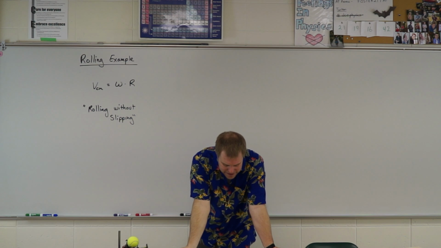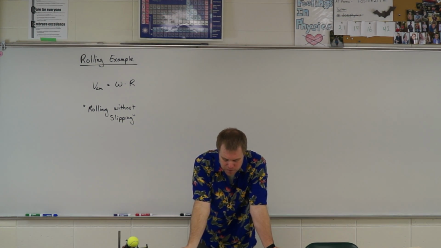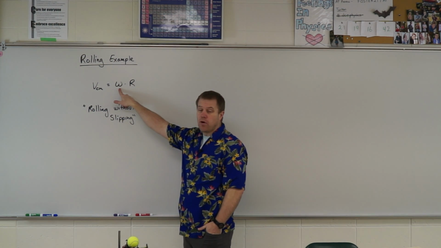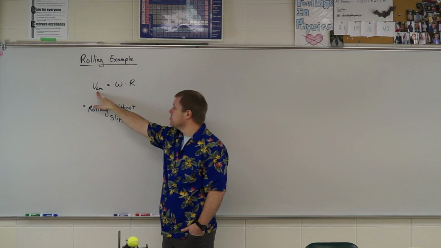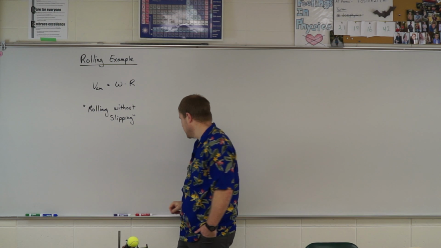All right, so let's do a quick example here. It says a 0.4 diameter ball rolls at 5 meters per second. What is the angular velocity of the ball? So angular velocity, I'm looking for omega. They told me how fast it was rolling and they told me the diameter. So of course we'll have to divide that by 2 to get the radius.